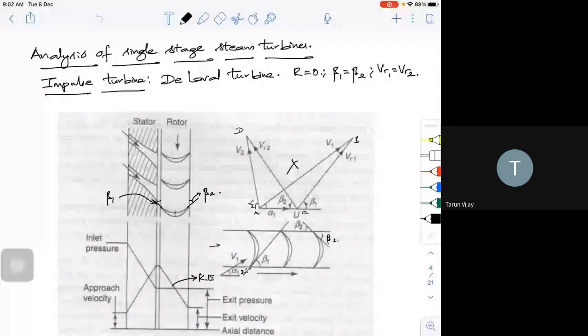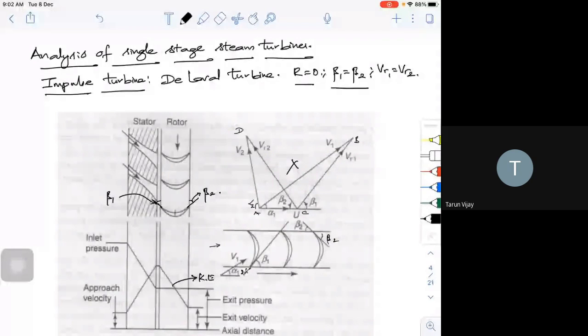So I have taken an example of a De Laval turbine. There, the amount of energy that is getting converted is complete kinetic energy. I don't have any kind of pressure energy or static energy left over there. And one more peculiarity of this particular De Laval turbine is all my blade angles are the same. What do you mean by it actually?